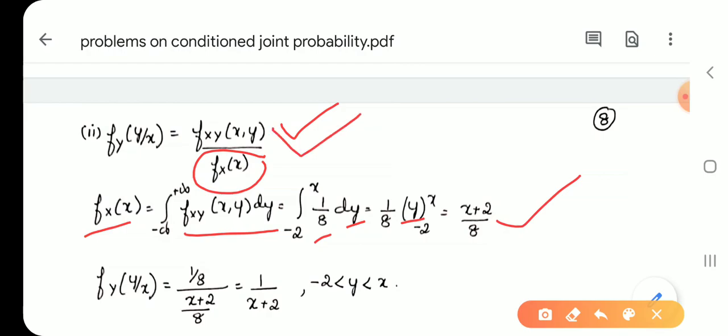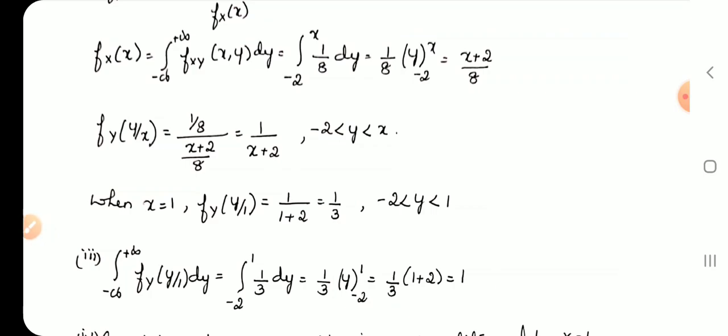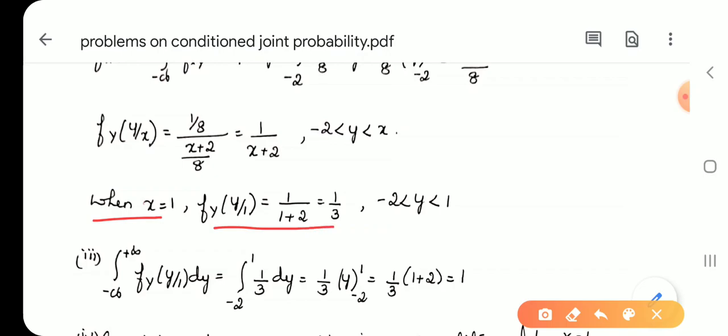Now let us find the PDF of y conditioned on x. Fxy of x comma y is 1 by 8. Fx of x is x plus 2 by 8. 8 cancels, we get 1 by x plus 2. So this is the value of the conditional PDF of y for some value of x, where x is equal to 1. When x is equal to 1, we get 1 by 1 plus 2, which is 1 by 3.